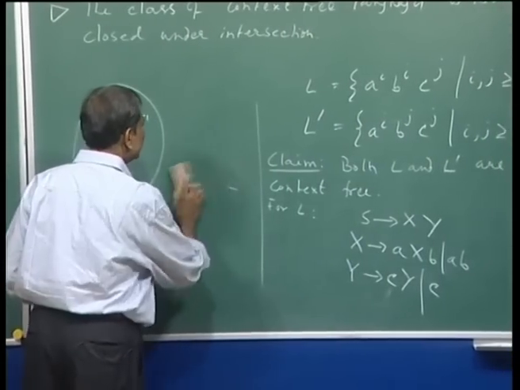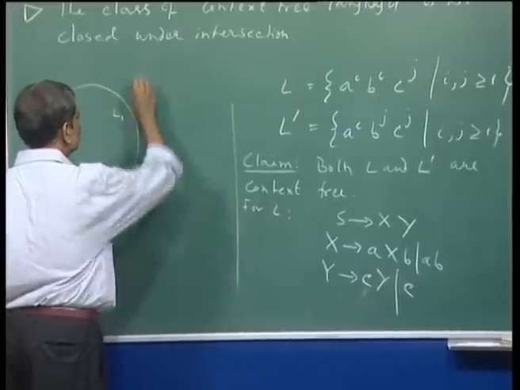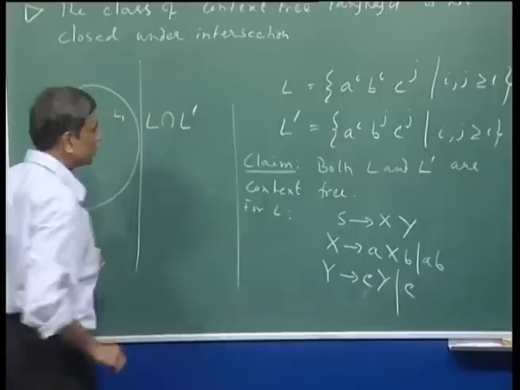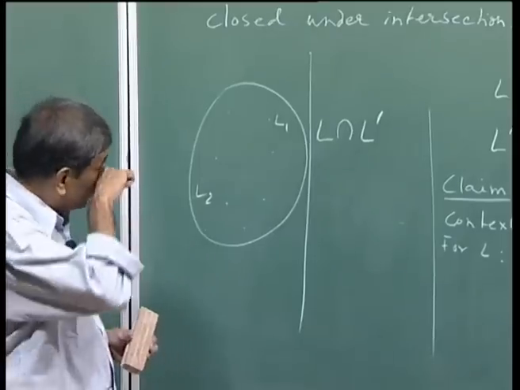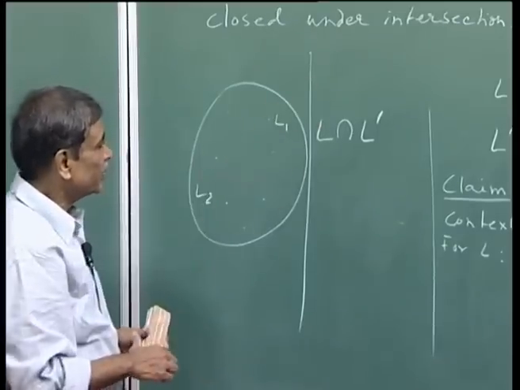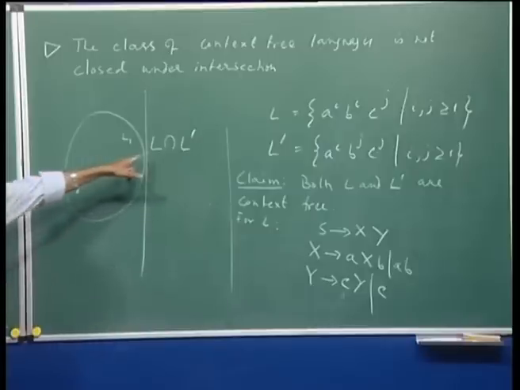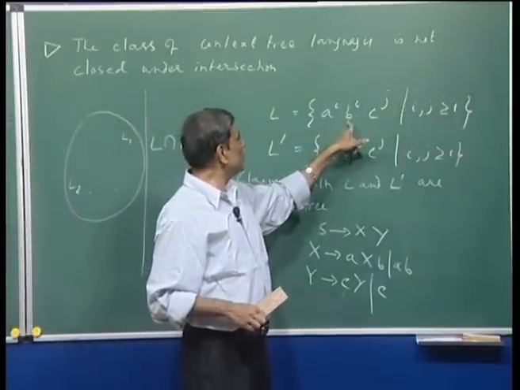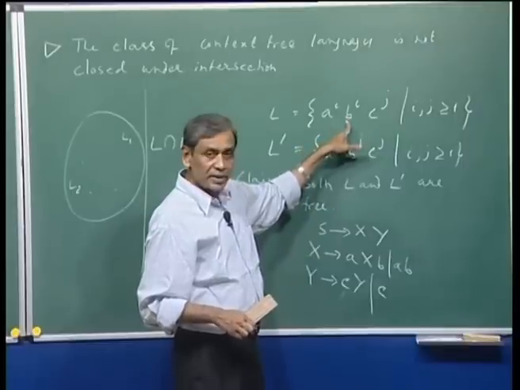But what is the intersection of L and L'? So, obviously, they have to be again of the form A's followed by B's followed by C's. Since they are in L, all these strings in the intersection are in L. So, the number of A's must be equal to the number of B's.